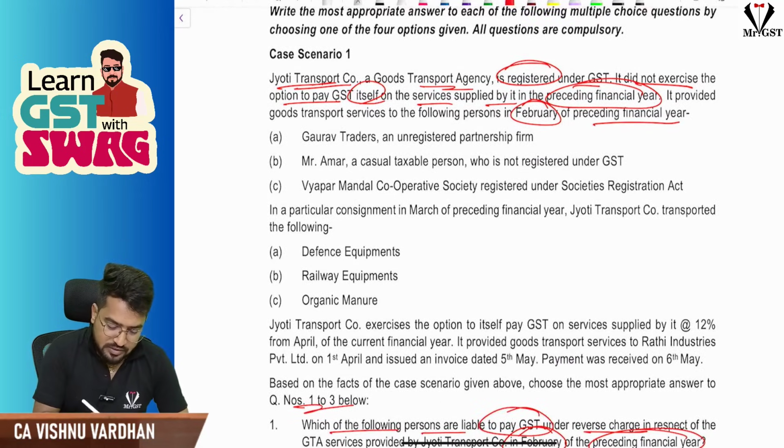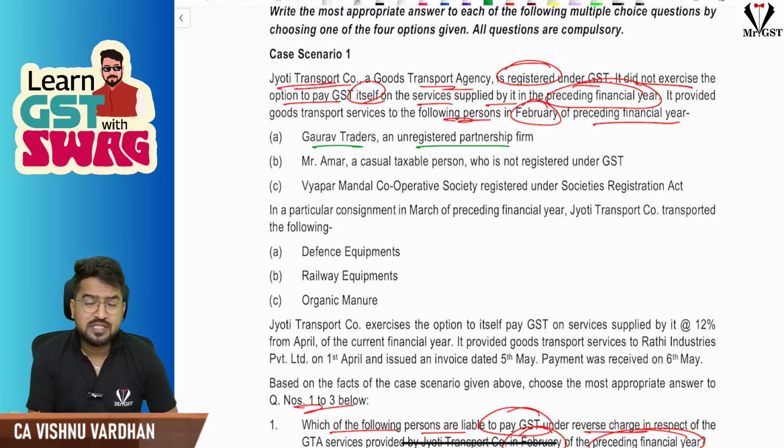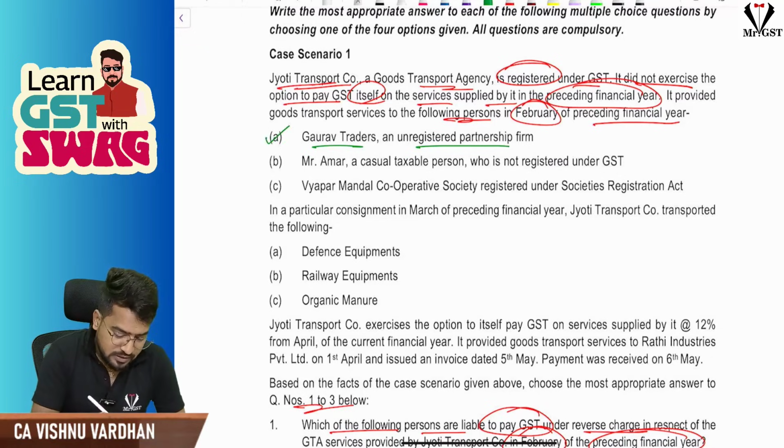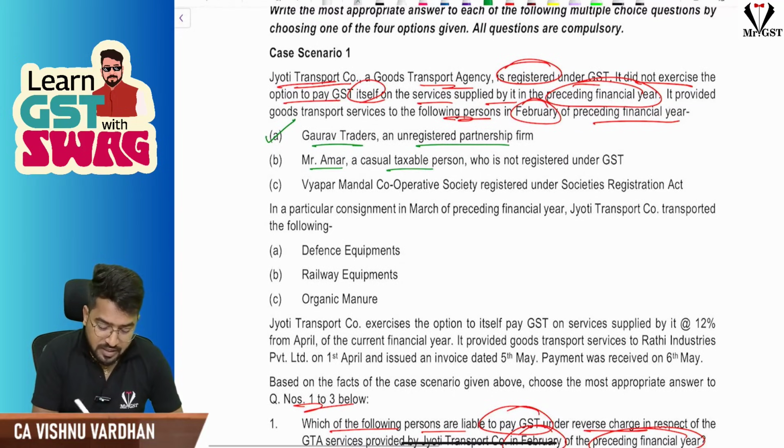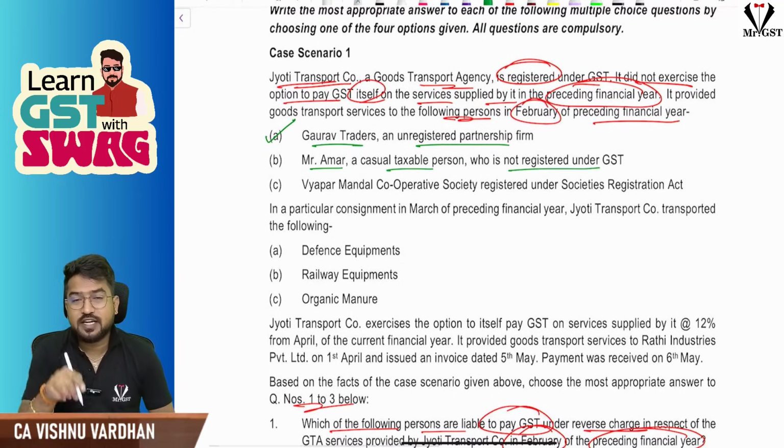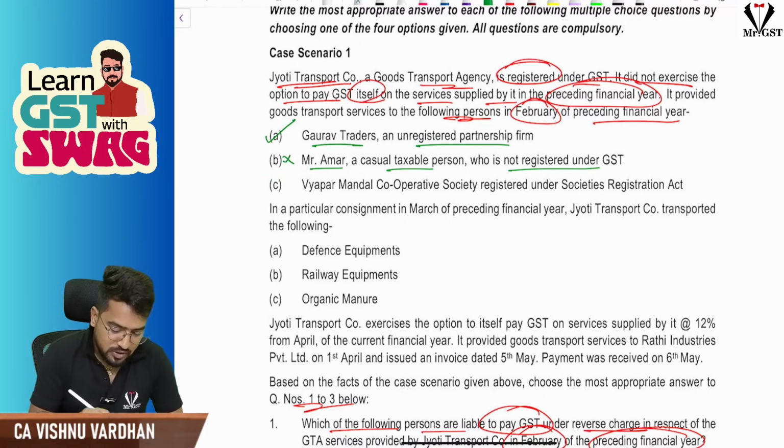So they have provided the services to the following persons. If you see them, Gaurav Traders is an unregistered partnership firm. In the specified recipients category, we see everything registered except partnership firm. Partnership firm, registered or not, RCM will come into picture. Mr. Amar, casual taxable person not registered under GST. Casual taxable person registered under GST only comes under RCM. So here there is no RCM.